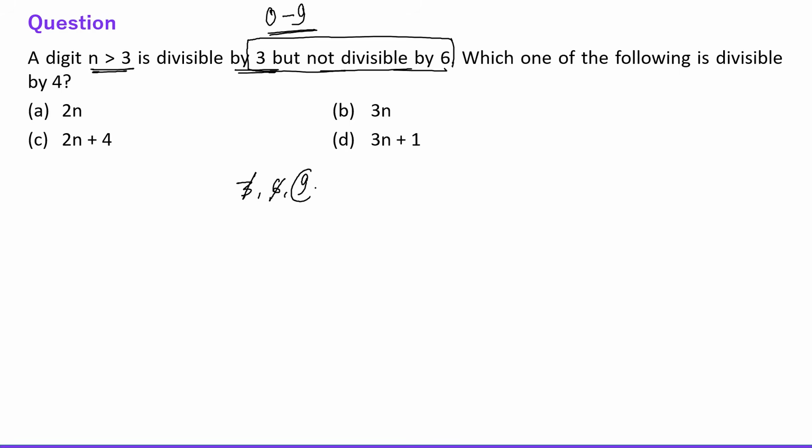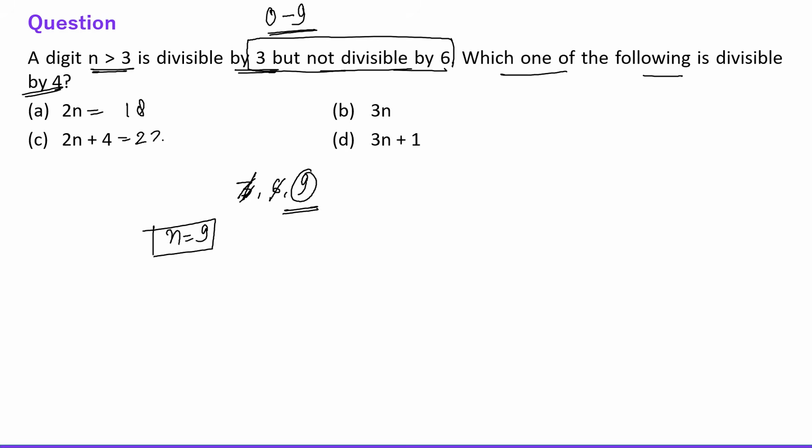So obviously this is 9, and obviously it is greater than 3 also. So we can't take 3. So only we are left with 9. So let us assume 9 as the value of n. Now the question is which one of the following is divisible by 4. So 2n is what? 2 into n. n is 9. So 2n is 18.